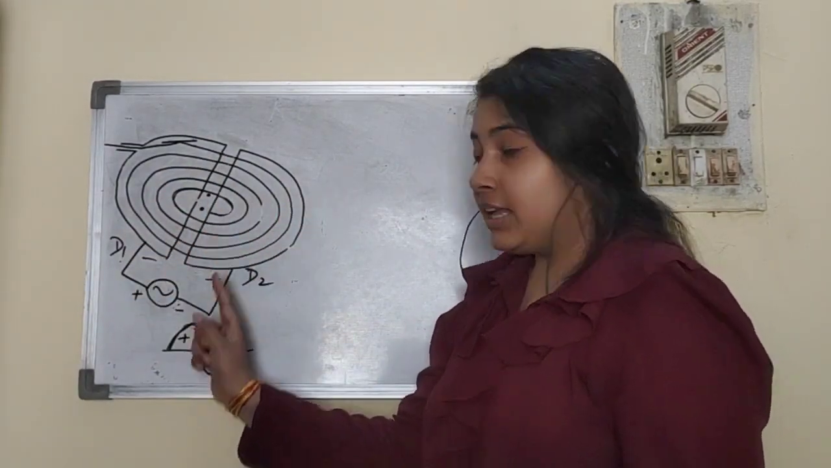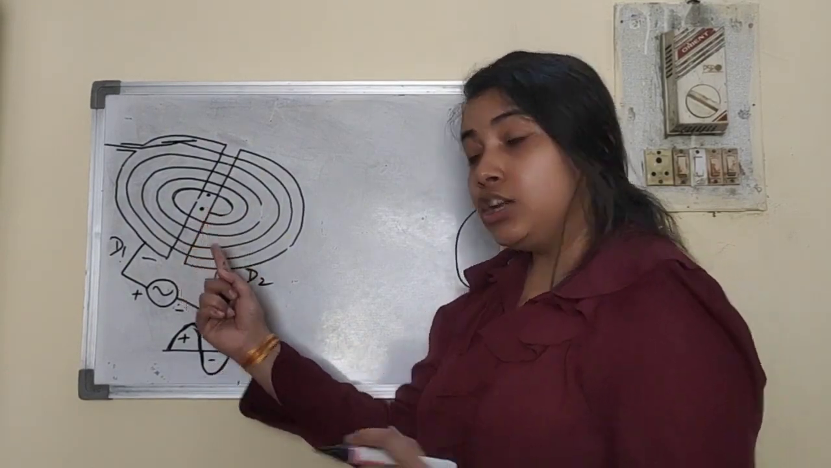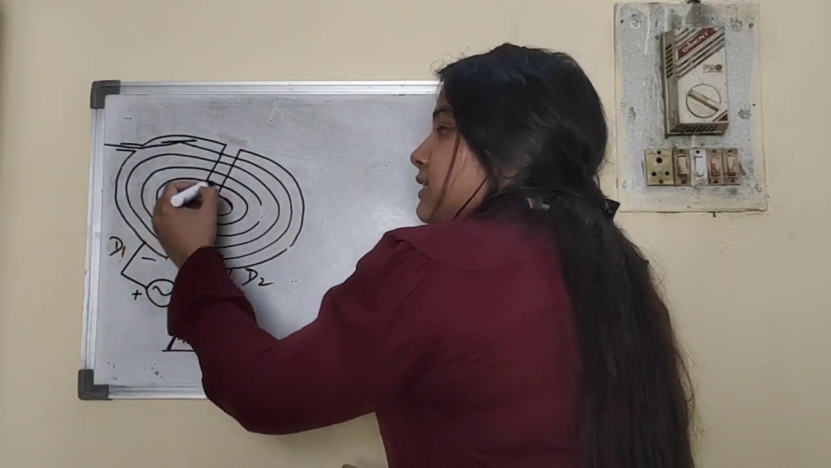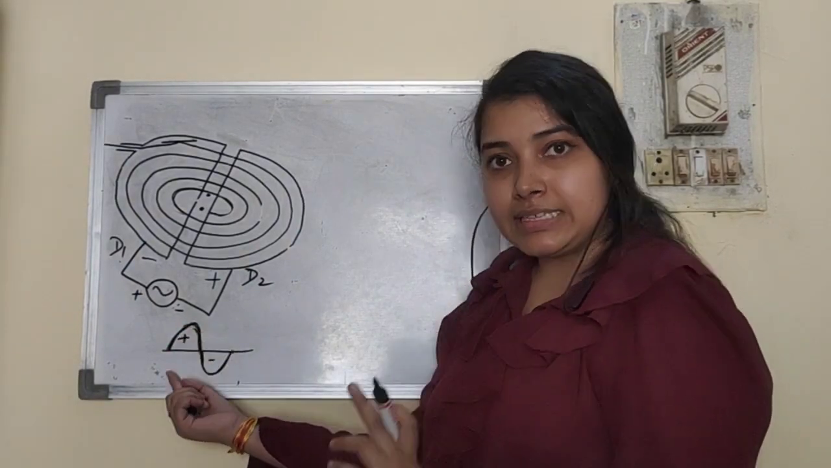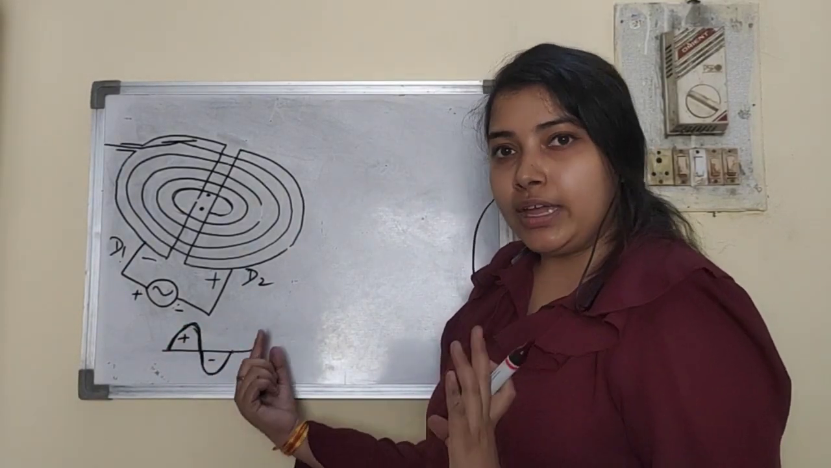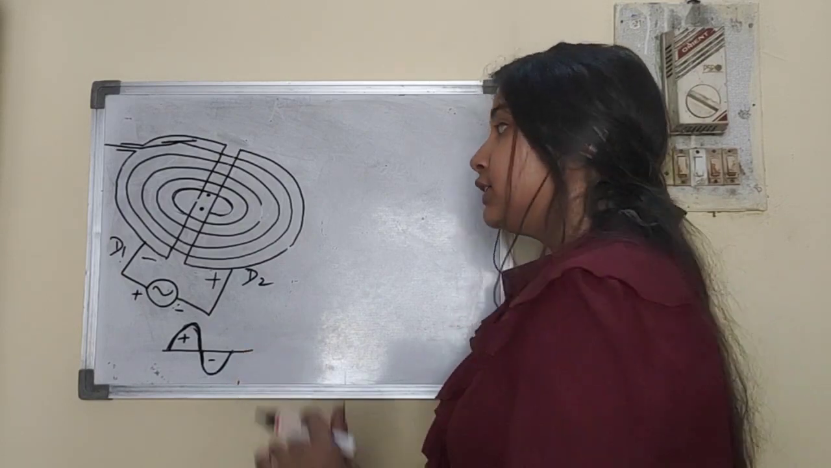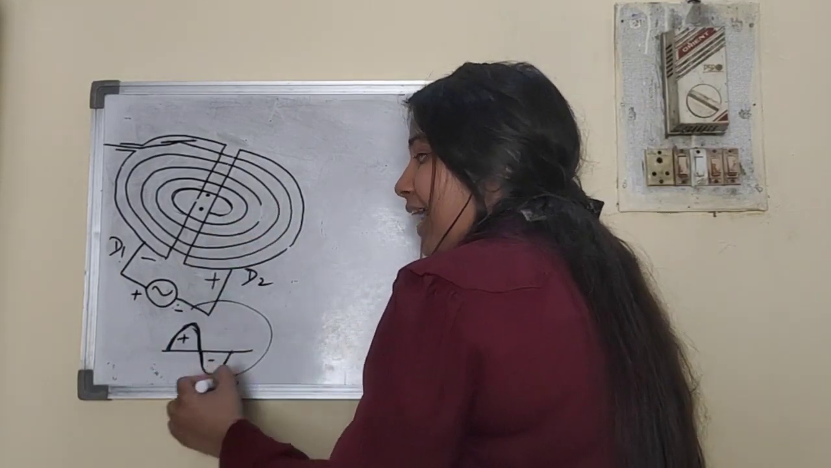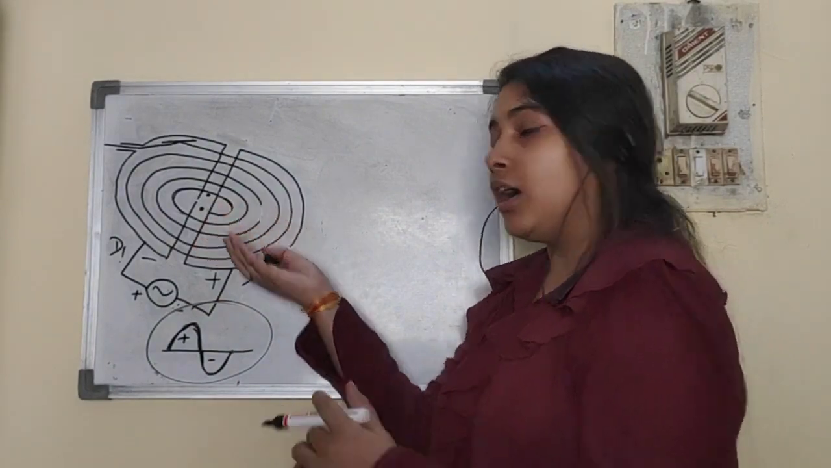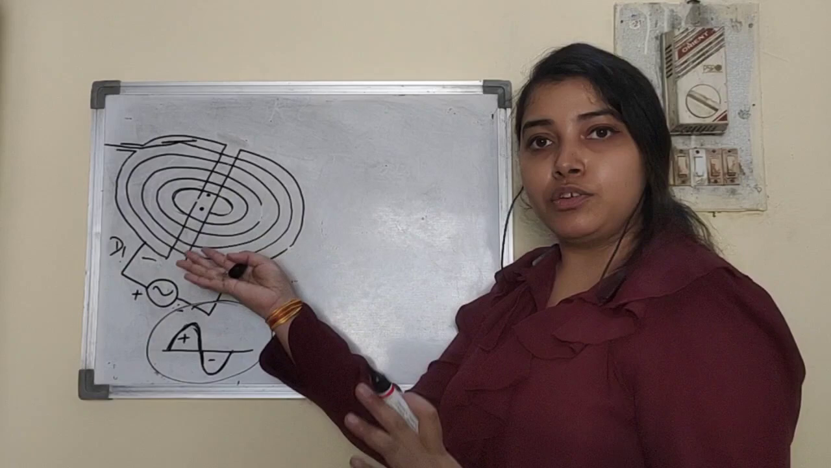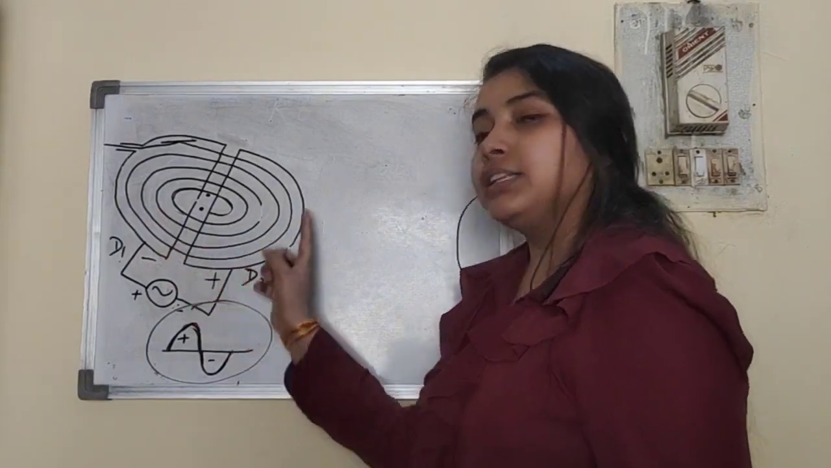We can say that the time taken by the charged particle to cover this complete circular path is equal to the time period of the AC source cycle. So in that way, we can also say that the frequency of the AC source oscillator is equal to the frequency of the charged particle, the frequency with which the charged particle is covering the circular path.